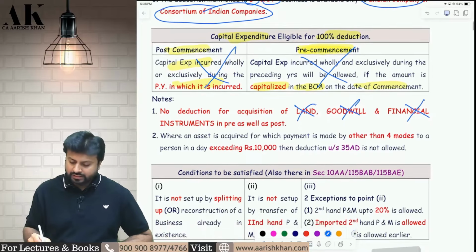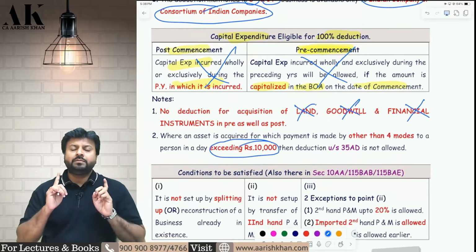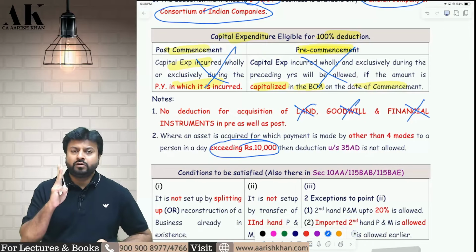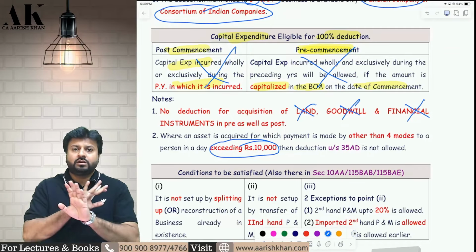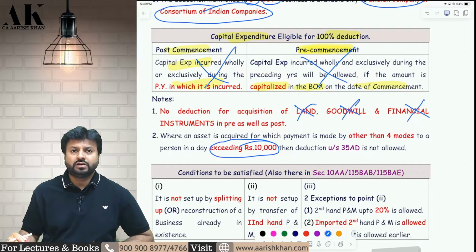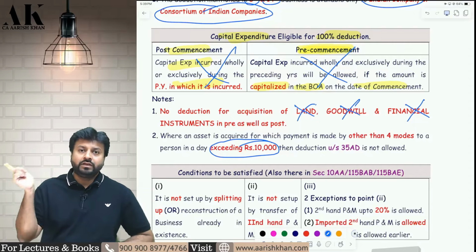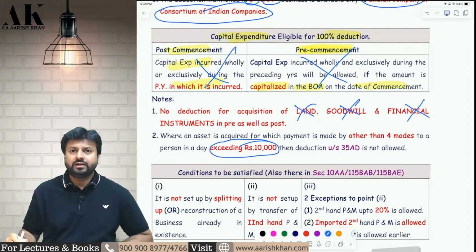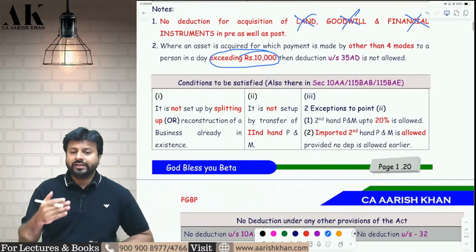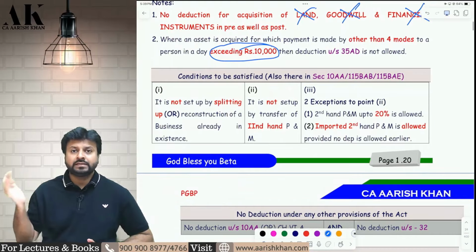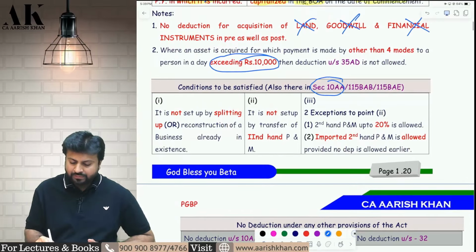But here also there is a condition of 10,000 rupees. If you make a payment to a person in a day of more than 10,000 rupees, then you should make the payment by account payee cheque, account payee draft, ECS or such other electronic mode as prescribed by the government. Otherwise, you are not going to get the deduction under section 35 AD, just like we do not get depreciation under section 43(1) in the definition of actual cost. I hope it is clear to all of you. Now this condition is applicable in multiple places. This condition is also applicable in 10AA.